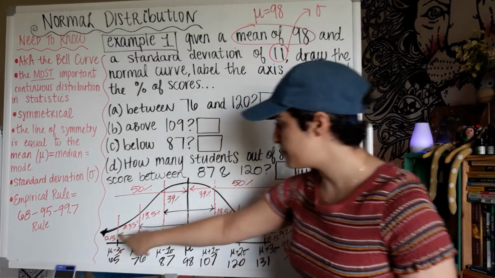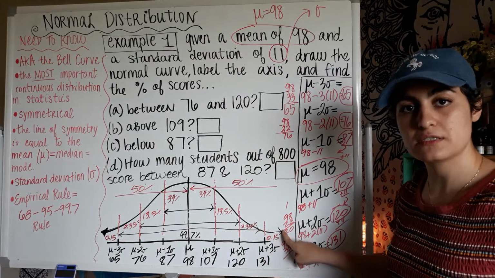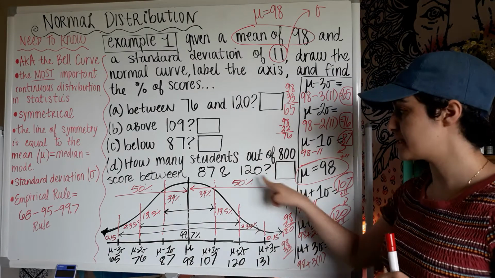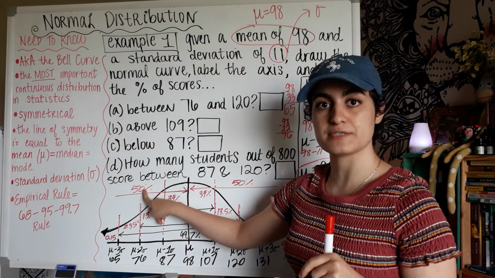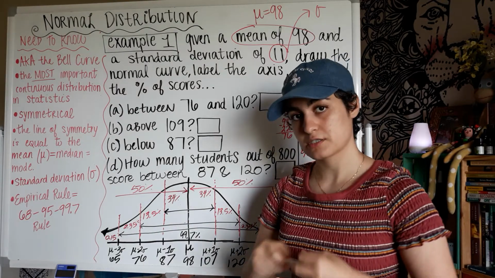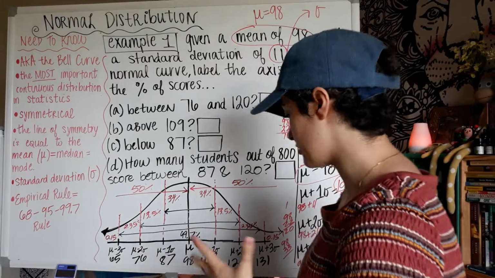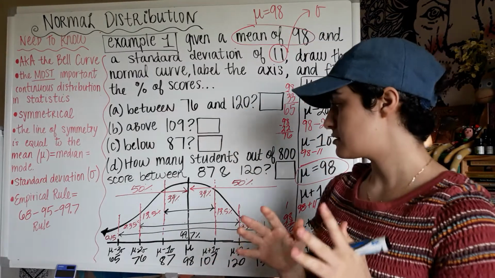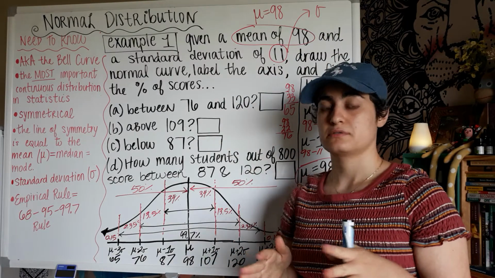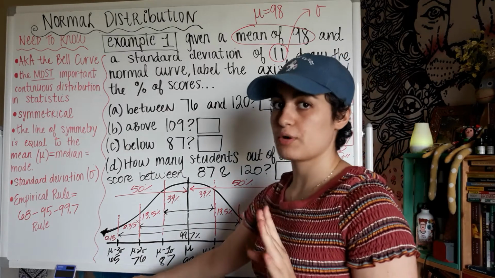So if you want to add up all these little increments, you will get 100%, just like you would get 100% adding 50 and 50. So we've just totally labeled our graph and our line and everything. That's the hardest part, okay? So now let's look at the questions.